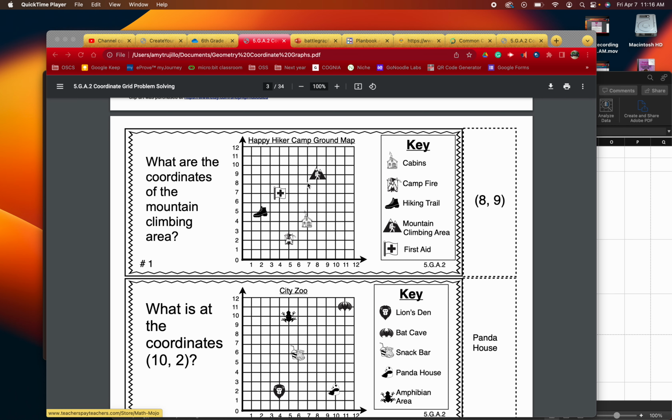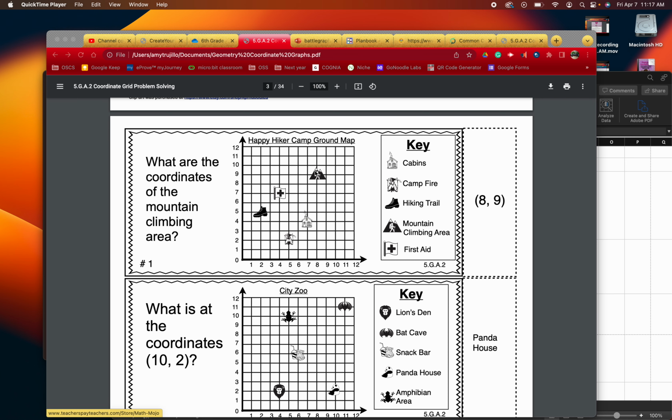And then we gave each kid one of these cards. We folded the card over, and I can print these, but you just fold this little tab over the 8 and 9, the panda house, and then they have to find it, or you could take that tab off. They have to find it, so they actually go on the coordinate grid and walk to it. What are the coordinates of the mountain climbing area? So we're going to use the key: mountain climbing area. It is at 8 and 9.